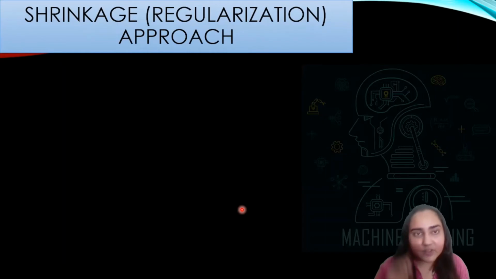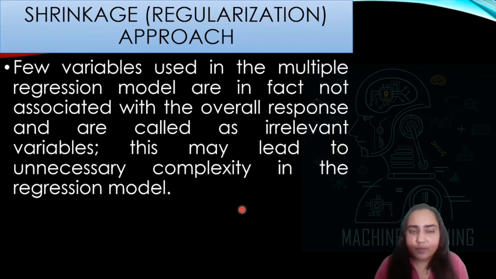The first method we have is the shrinkage, or sometimes called the regularization approach. Few variables used in the multiple linear regression model are in fact not associated with the overall response, and they are called irrelevant variables. This may lead to unnecessary complexity in the regression model. Sometimes you are taking a data set that has, say, 10 columns, and you are not really trying to find out if those 10 columns help you to predict the 11th column or not. But you just apply multiple linear regression, use all the columns and try to predict the 11th column. And some of those columns might not actually be helpful.